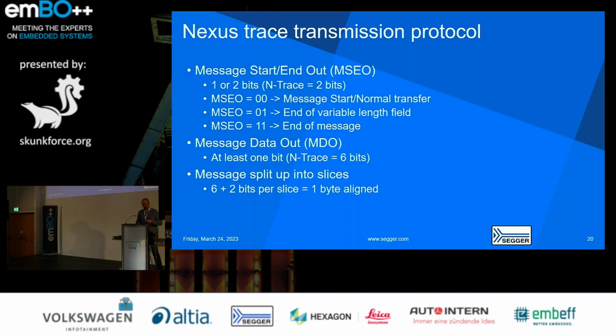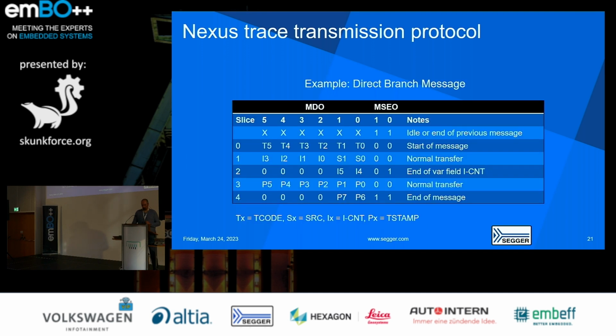It's split up into slices. So you always have 6 bits for the data out and 2 bits for the message start and out. That way we're always 1 byte aligned. And this is beautiful because it doesn't matter if you implement a 1, 2, 4, 8, or 16-bit trace interface on your pins. It will always work and can be sampled nicely without any overhead. So this is quite clever.